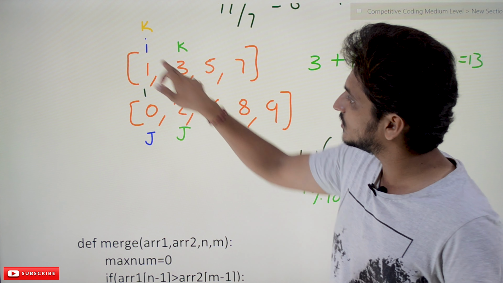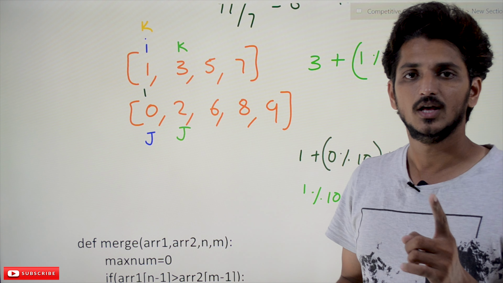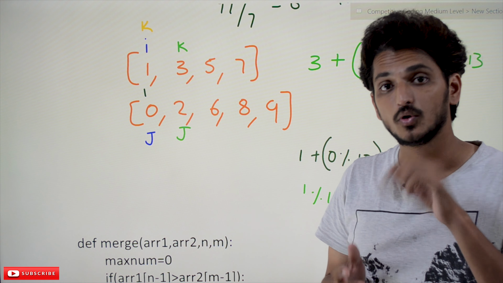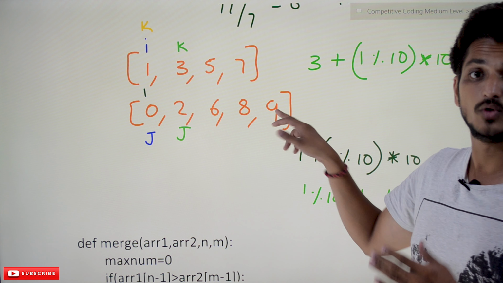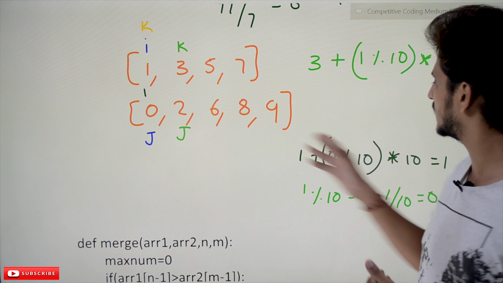If you want to place 0 in this position, what's the element that is present here? 1 is present. So we need to maintain a number that is going to have both the numbers: 0 should be there, 1 should be there. If you want to do that, what do you need to follow? What's the biggest number here? 7. What's the biggest number here? 9. Out of these two, which one is big? 9. So we need to take a number that is greater than 9. That's why we are taking 10.